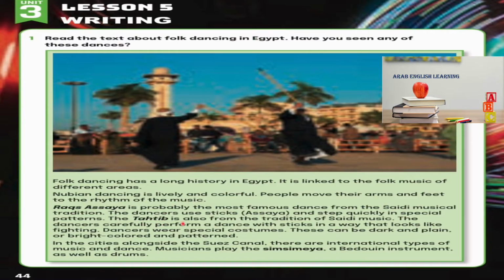The tahtib is also from the tradition of Saidi music. The dancers carefully perform a dance with sticks in a way that looks like fighting. Dancers wear special costumes. These can be dark and plain or bright colored and patterned. In the cities alongside the Suez Canal, there are international types of music and dance. Musicians play the simsimiyya, a Bedouin instrument, as well as drums. So the question again, have you seen any of these dances? Yes. For me, I have seen tahtib dance before.